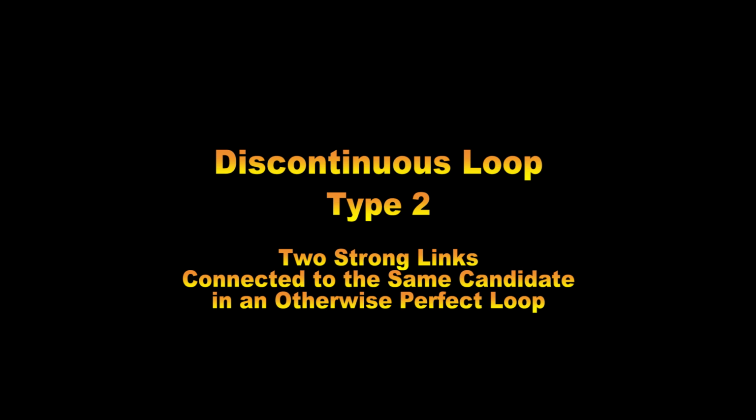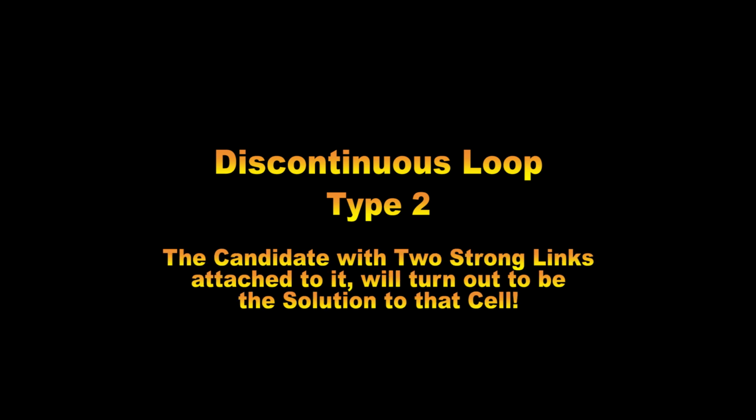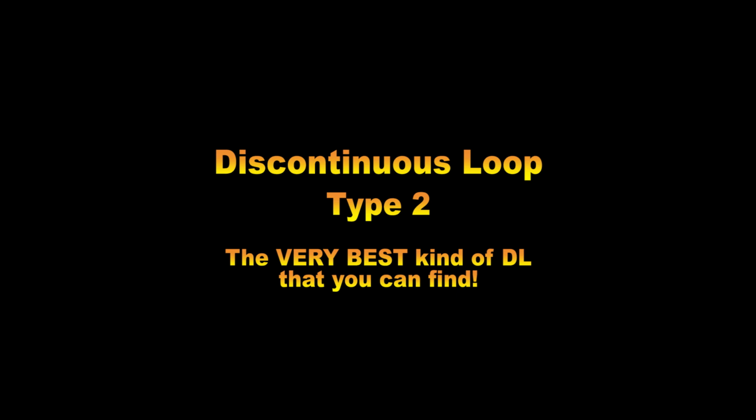As you may recall from tutorial number 41, the cell of discontinuity in a discontinuous loop type 2 is going to have two strong links connected to the same candidate in an otherwise perfect loop. We are going to prove that the candidate with two strong links attached to it will turn out to be true and can therefore actually be entered into the cell of discontinuity as the cell's solution. This is by far the best kind of DL that you can find, and it is a strategy that is totally unique, and I haven't found any alternative or better ways to look at it. We're going to look at several examples, and we will also go through the interesting logic of how and why this configuration works the way it does.